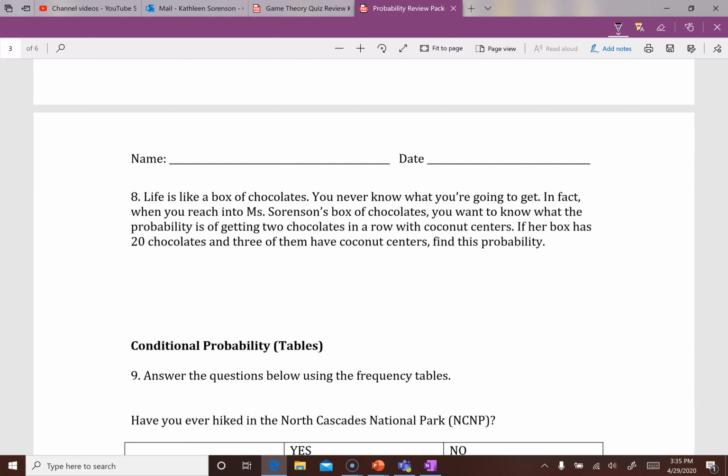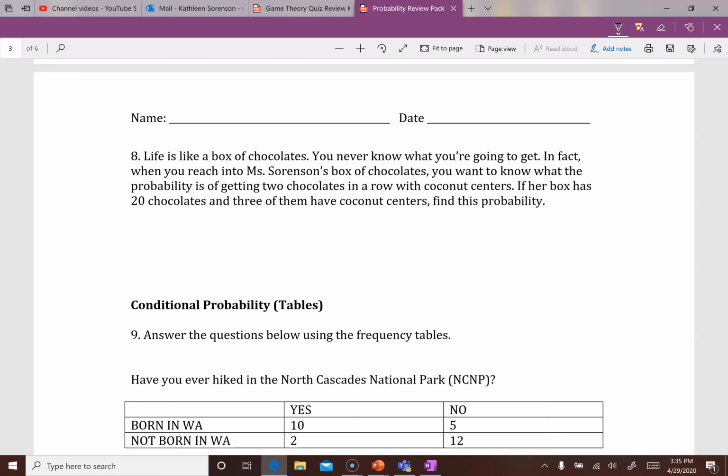All right. Number 8, life is like a box of chocolates. You never know what you're going to get. In fact, when you reach into Miss Sorensen's box of chocolates, you want to know what the probability is of getting 2 chocolates in a row with coconut centers. If her box has 20 chocolates and 3 of them have coconut centers, find this probability.